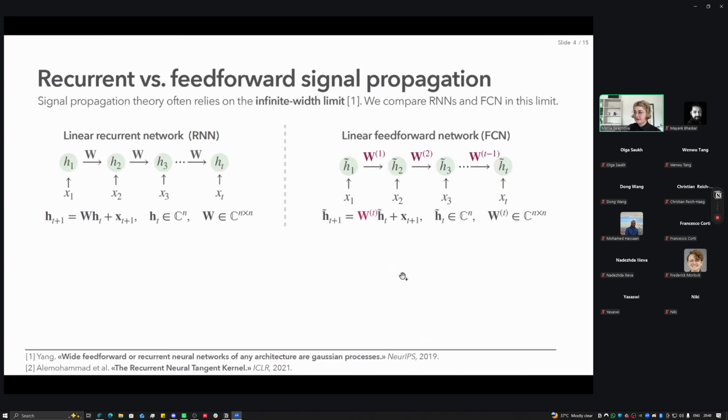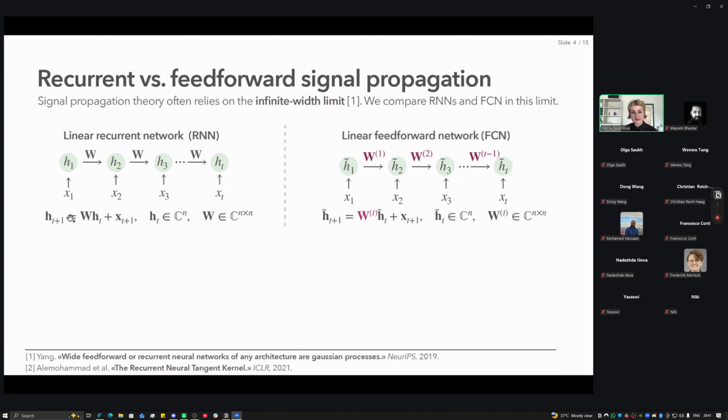Okay, so now to illustrate the problem, I want to compare signal propagation in recurrent models and in feedforward models. In the last, let's say, 10 years, most of the signal propagation theory was developed in the so-called infinite width limit of neural networks. Here, the width of the network, meaning the number of neurons in the layer, tends to infinity. And now I want to compare how recurrent and feedforward networks behave in this limit, okay? So on the left-hand side, we have our linear recurrent network. It's the same structure as the previous slide.